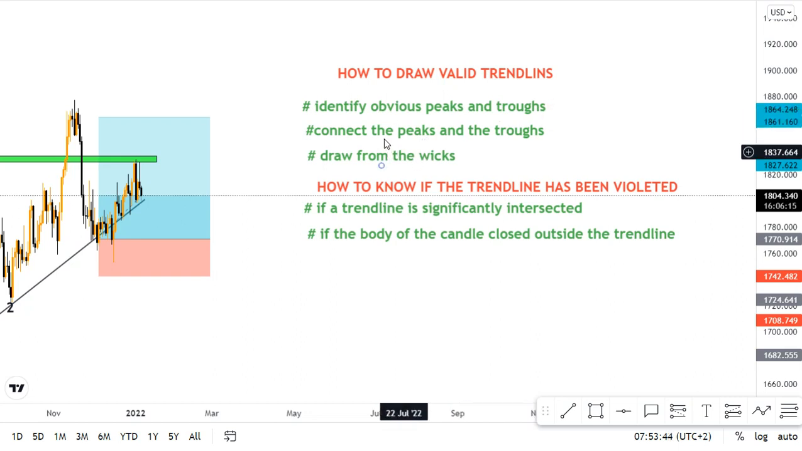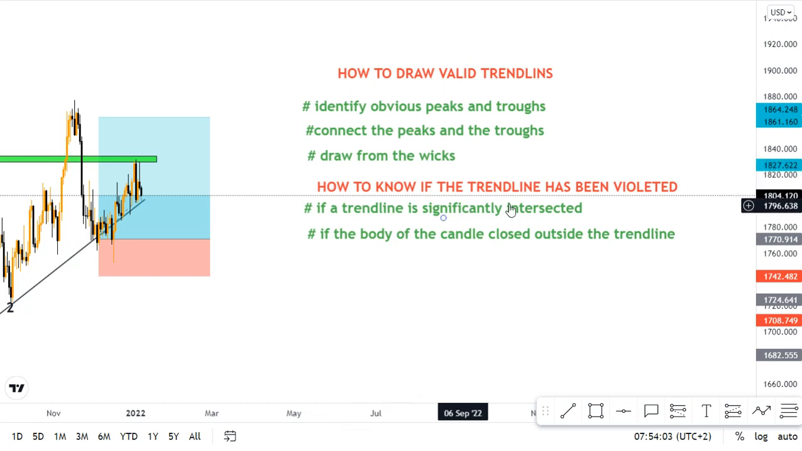Number two, connect the peaks and the troughs, meaning you need to connect those highs that you found, and then connect those lows that you found, right? Then draw from the wicks. So when you draw these trend lines, you need to draw them from the wicks and not the bodies, right?